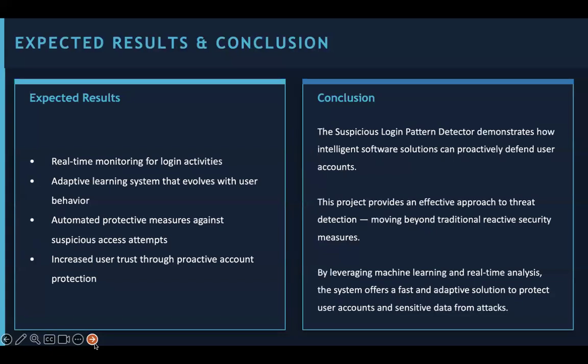Expected results and conclusion. So we have discussed the aim of the project. We have discussed why I selected the project. Right now, the expected results: real-time monitoring for login activities, an adaptive learning system that develops with the user behavior, and increased user trust with account protection. So this all leads us to one thing, to save the user, save his information, and get his trust.